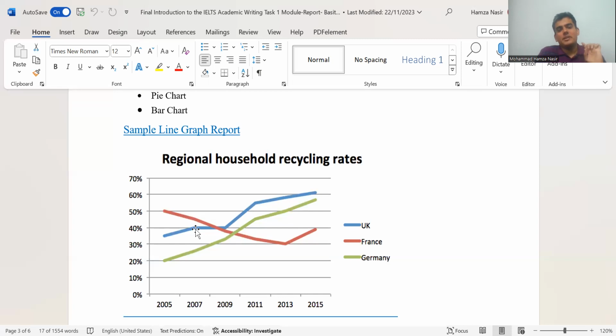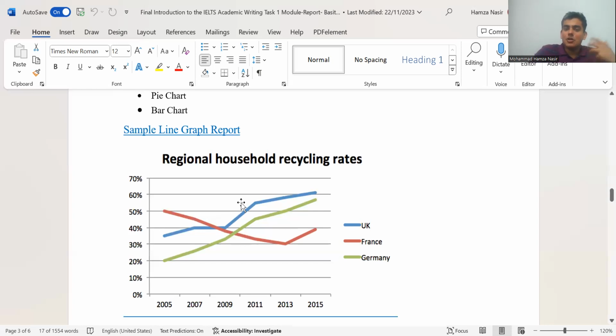And if you talk about Germany, their regional household recycling rates show the same thing from 2005 to 2015. There's a continuous increase. So what we see overall, this is how you structure, ladies and gentlemen, is that for the UK and Germany there has been an increase in the regional household recycling rates. And as for France, there's been an overall decrease. Once again, why? Because France has shown some fluctuations, but the initial percentage in 2005, which was 50%, is more than the final percentage in 2015, that is 40%. So overall, there has been a decline.